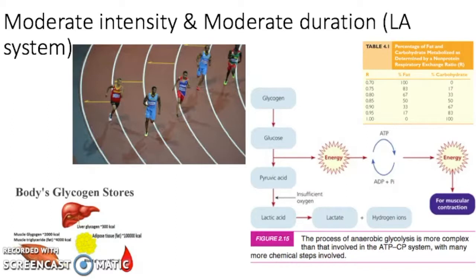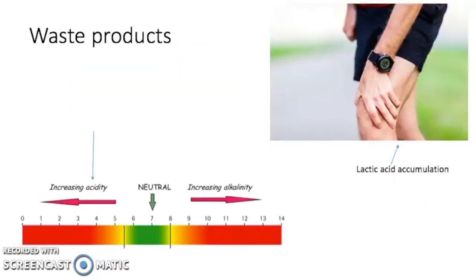From using the lactic acid system, lactic acid is produced. In a 400-metre run, lactic acid would be accumulating. The lactic acid is produced in anaerobic exercise. Lactic acid starts to build up and accumulates in the muscle and eventually leads to fatigue. When it starts to build up, the body tries to clear it but can't.